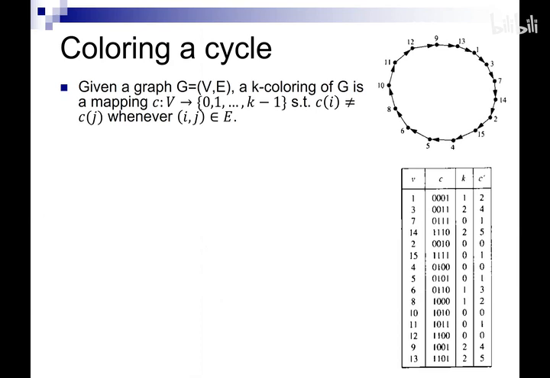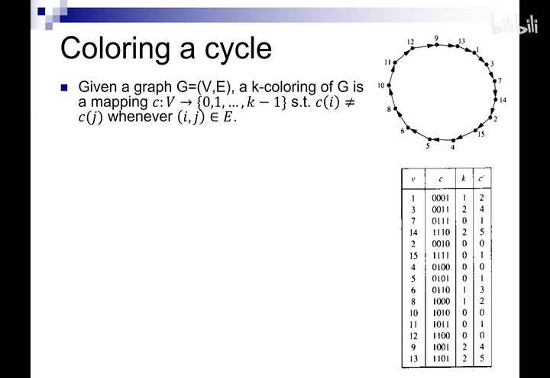Okay, so for the coloring problem, we're given a graph G. And then if we want to k-color the graph, that means we want to assign every node a number between 0 and k minus 1, so one of k possible numbers. And we want to make sure that for any edge ij in the graph, we assign different numbers to i and j.